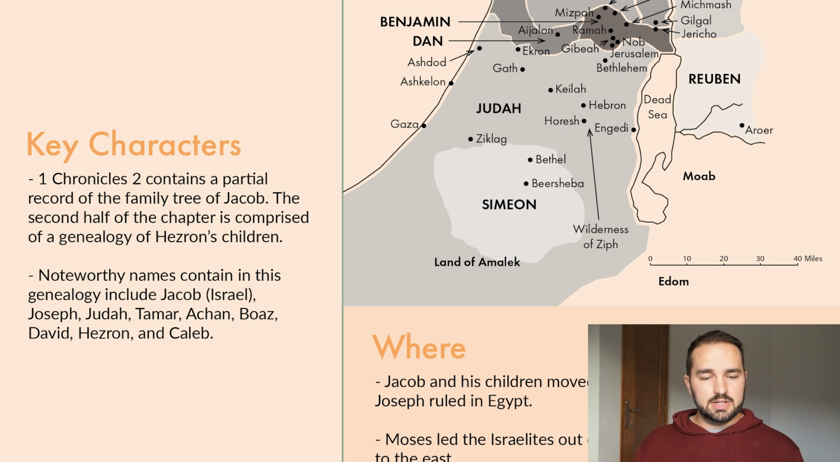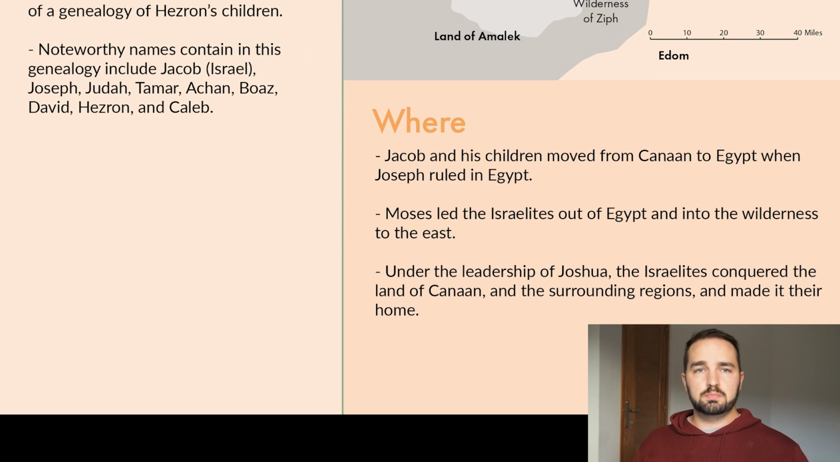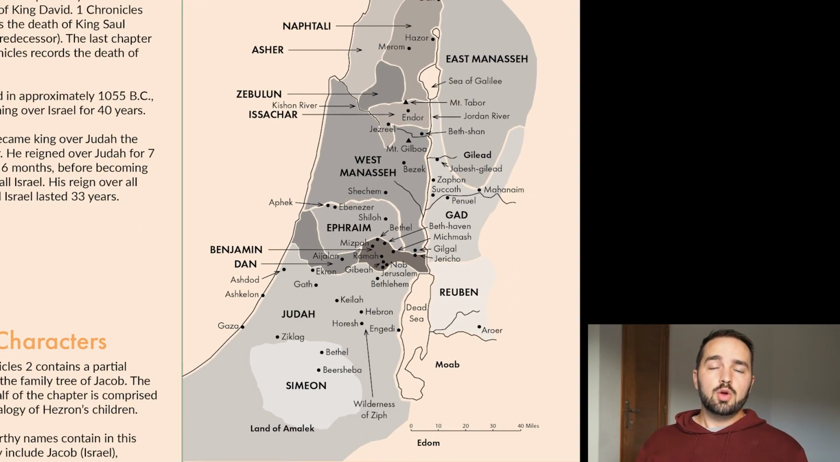Noteworthy names that you'll find in this chapter include Jacob, or Israel, Joseph, Judah, Tamar, Achan, Boaz, David, Hezron, and Caleb. Now, the descendants of Jacob moved around quite a bit, at least in two major locations. Jacob and his children were originally in Canaan, but they moved to Egypt when there was a famine, and Joseph was the ruler of Egypt. You can read about that in the book of Genesis.